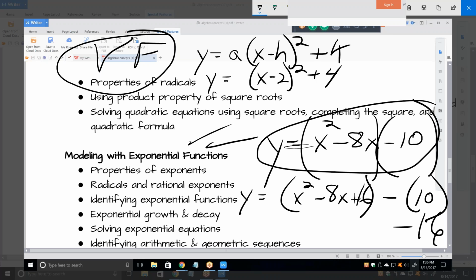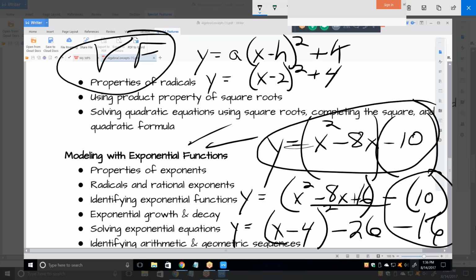The beauty of that is the part that's in the parentheses can always be written now as x minus half of that 8, squared. Combine those two numbers, I get minus 26. I am now in perfect vertex format. Tell me where the vertex is. Negative 4 and negative 26. It's actually positive 4 and negative 26. But that was good. That shows you're learning.